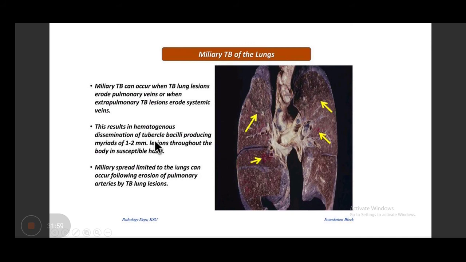This results in hematogenous dissemination of the bacilli, producing myriads of 1 to 2 millimeter lesions throughout the body in susceptible hosts. And miliary spread limited to the lungs can occur following erosion of pulmonary artery lung lesions.